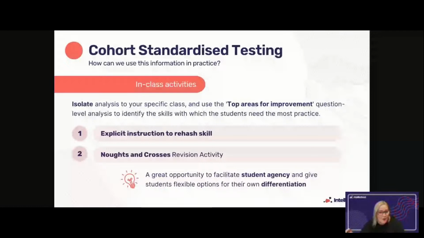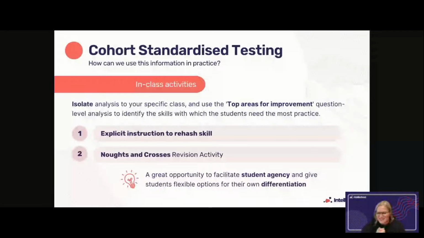But it could be that that strategy works really well for your class, or perhaps something else. So take all of this with a grain of salt. I know that you will adapt it to suit what's going to work for you best. But what I want to teach you about today is what I call my noughts and crosses revision activity. And it's quite likely that you've used a variant of this before.